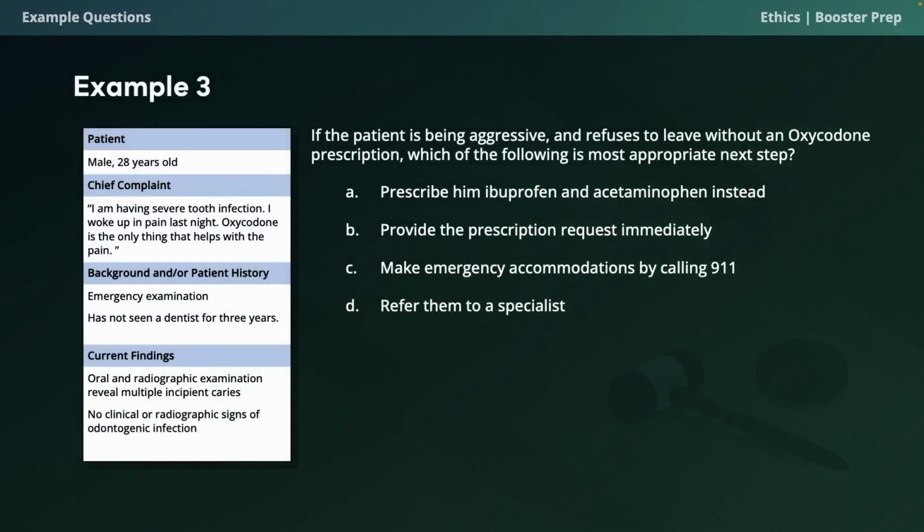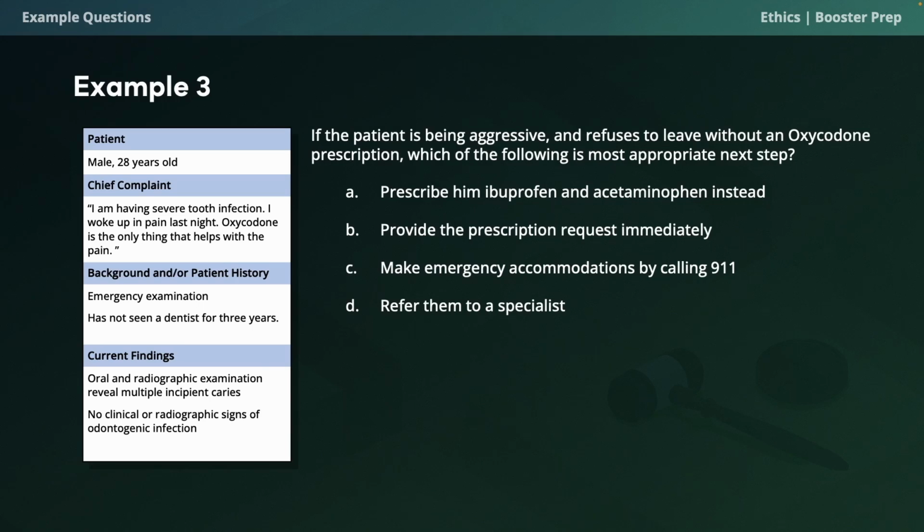Example number 3, we have a male, he's 28 years old. He says, I am having severe tooth infection. I woke up in pain last night. Oxycodone is the only thing that helps with the pain. We do an emergency examination. He has not seen a dentist for 3 years. And our oral and radiographic examinations reveal multiple incipient caries, but there are no clinical or radiographic signs of odontogenic infection.